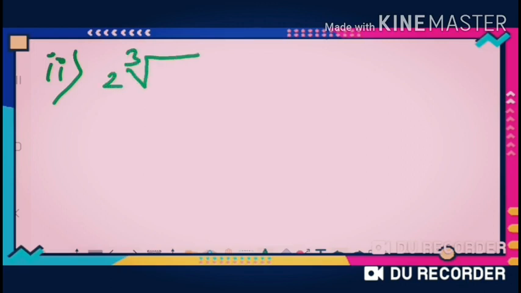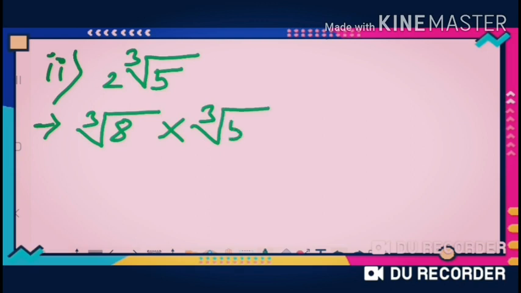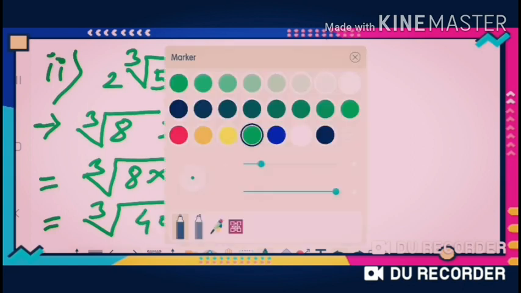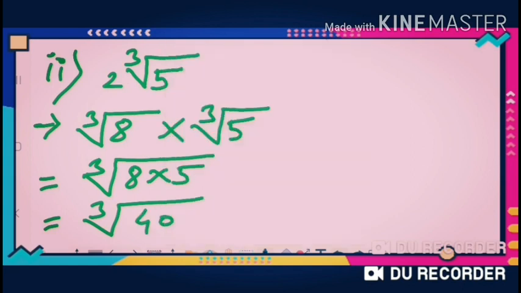Second example, coefficient 2, order 3 in radical sign 5. Here order is 3. Then 2 is equal to cube root of 8. Cube root of 8 into cube root of 5. Next step, cube root of 8 into 5 is equal to cube root of 40. This is the pure form of the given mixed surd.